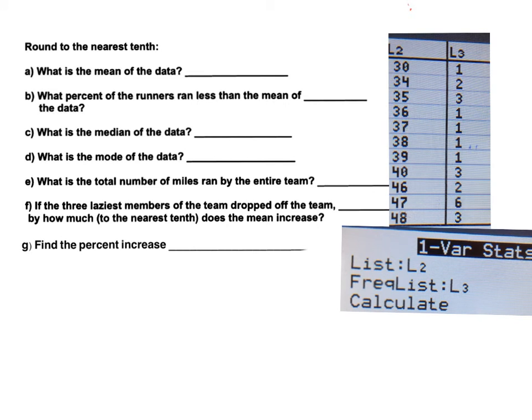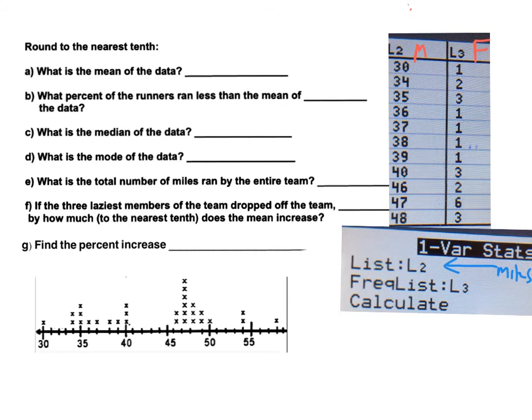Now what I did was, I entered my data into list 2. So the number of miles I entered into list 2, and I entered my frequencies into list 3. You most likely didn't do this, but it doesn't matter which lists you used. Make sure when you do your one variable stat test, next to where it says list is the actual data. So in this case, that would be the miles. And next to where it says frequency list, make sure you have the list in which you entered the frequencies.